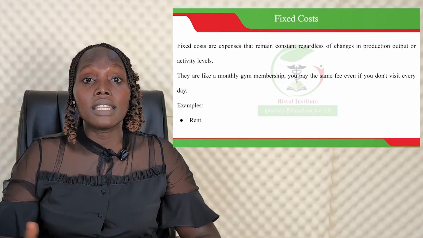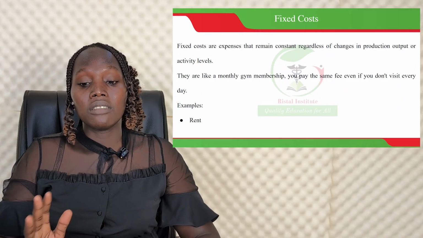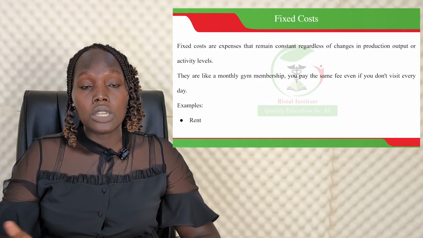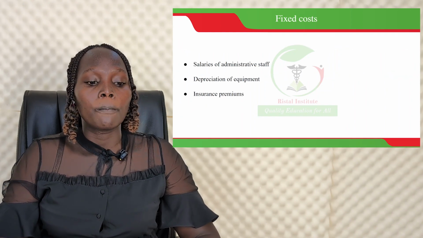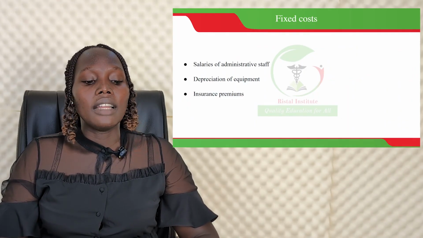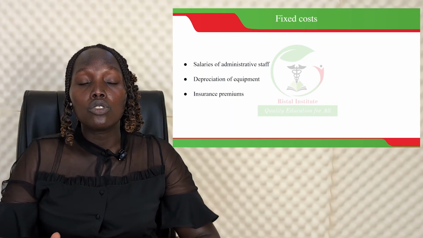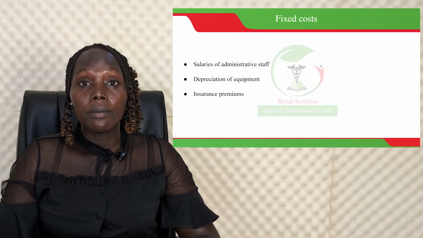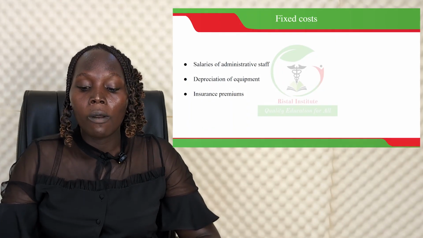For one, we say rent remains constant, regardless of the activity levels or the output. You have to pay that amount. It's fixed. And then we have salaries for administrative staff. And then we have depreciation of equipment, which also remains constant. And then we also have insurance premiums. Insurance premiums are examples of fixed costs.